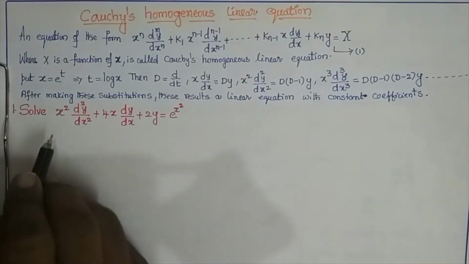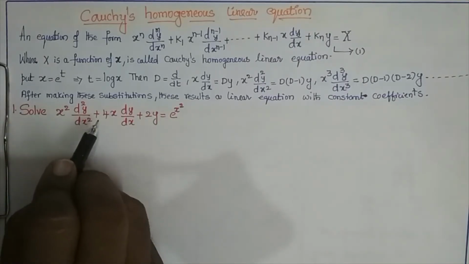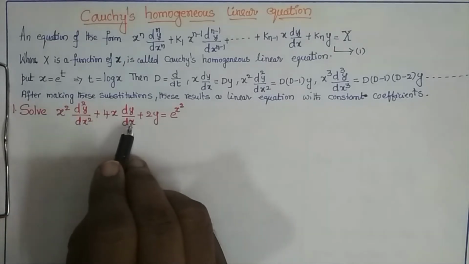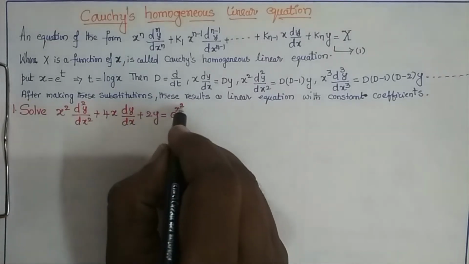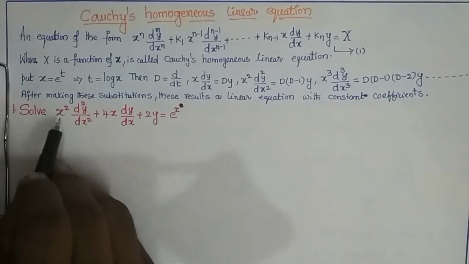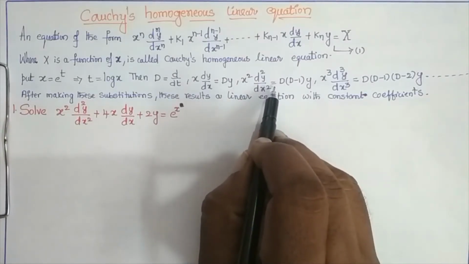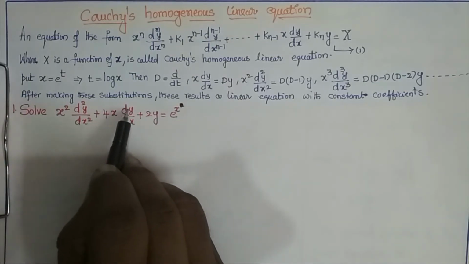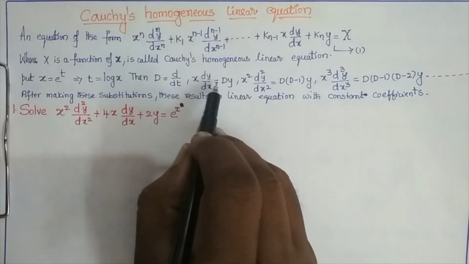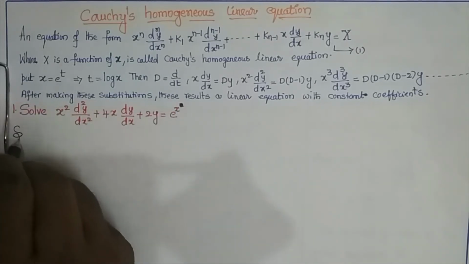The question is x^2 d^2y/dx^2 + 4x dy/dx + 2y = e^x. Let us go for substitution. x^2 d^2y/dx^2 can be converted as this one, and x dy/dx can be converted as this one, 2y as it is, and e^x can be converted as x is replaced by e^t. So let us see the solution.